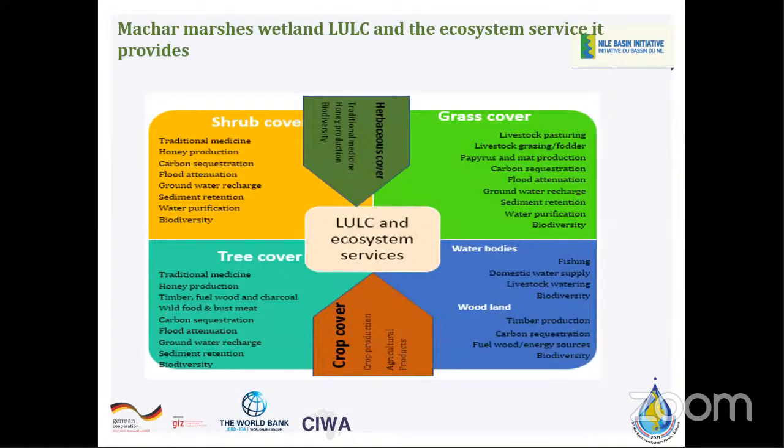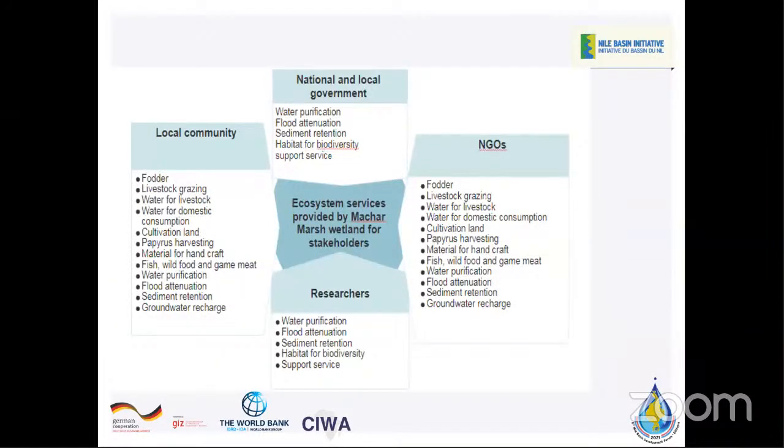We are also trying to map the ecosystem service account with the ecosystem services, that is, what services we get from the different land use land cover. And we are trying to list which ecosystems are of interest to the local community, the NGOs, the national government and the researchers. So we are mapping the stakeholders' interest in terms of the services they get or give priority to. As you can see, the government and the researchers have similar interest in ecosystem services, and the local community and the non-government organizations list similar ecosystem services.